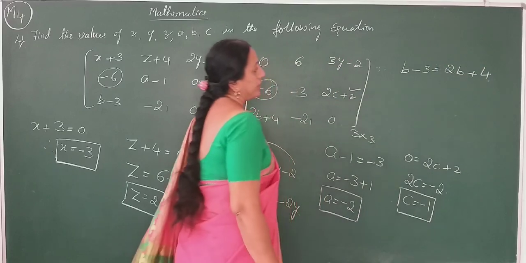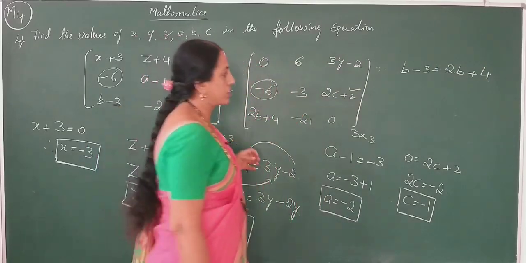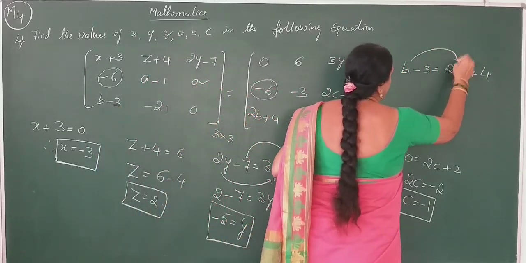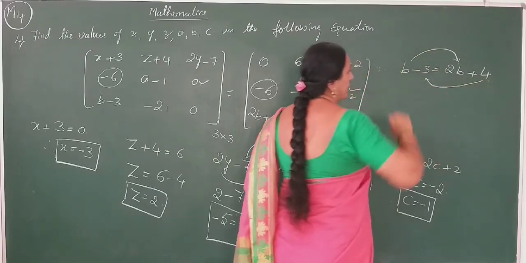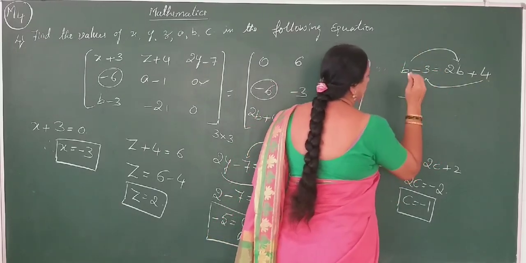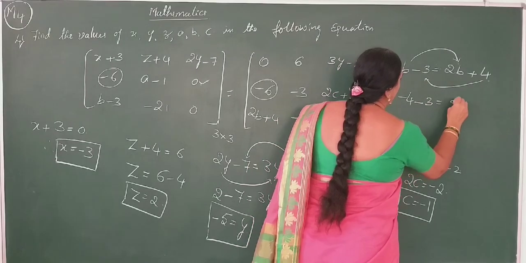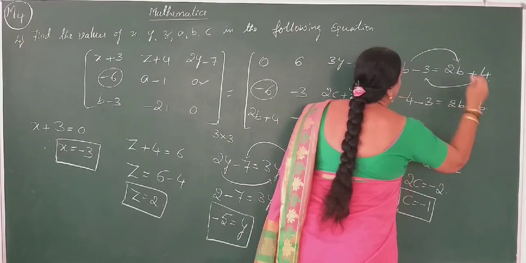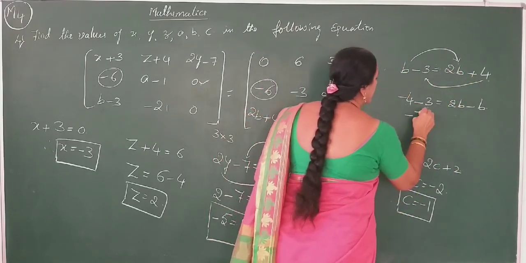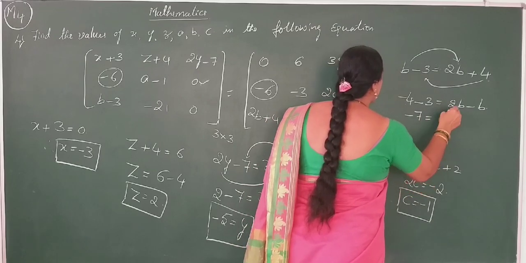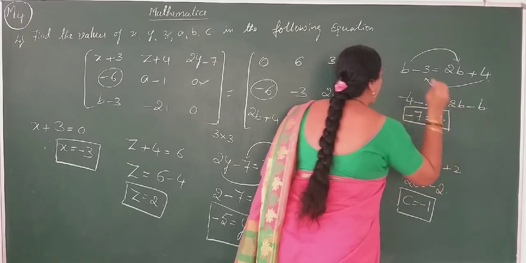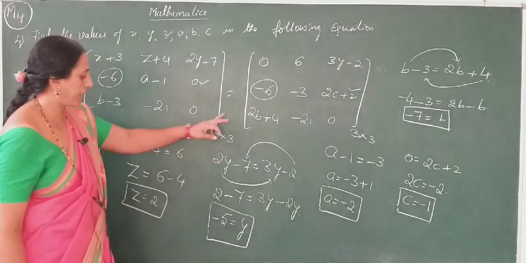Again, we will separate the variables and the constants. Now, the variables are taken to one side and the remaining constants to the other side. Minus 4 minus 3 is equal to 2b minus b. So, minus 4 minus 3 is nothing but minus 7, which is equal to b. Therefore, the value of b is equal to minus 7.